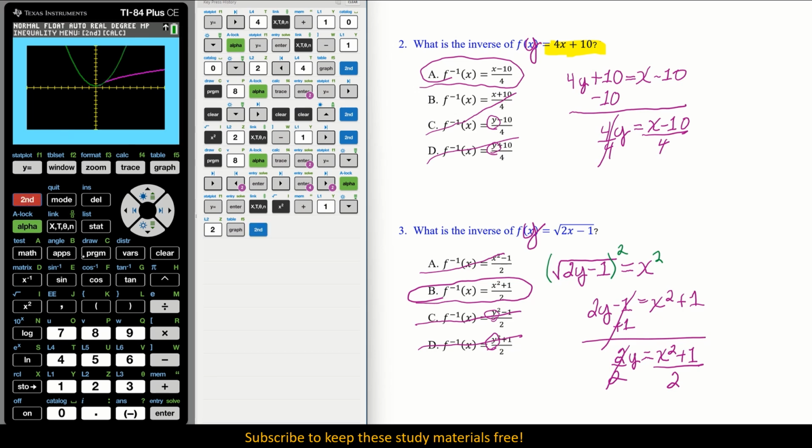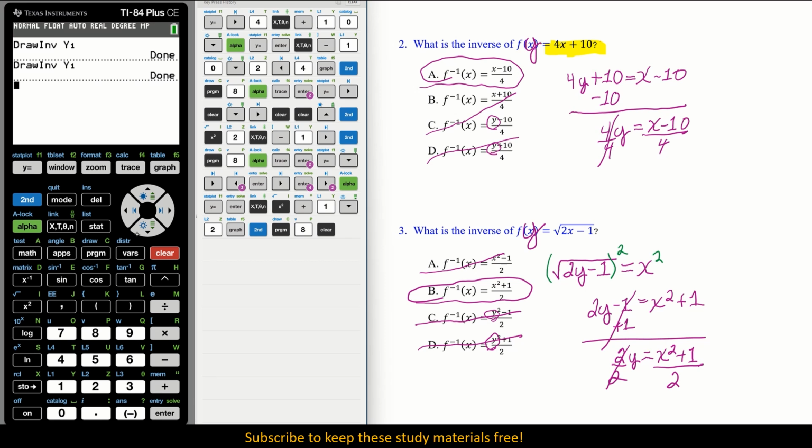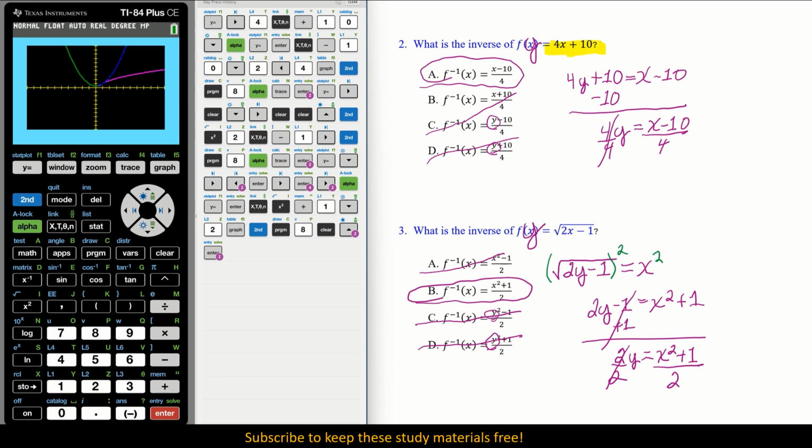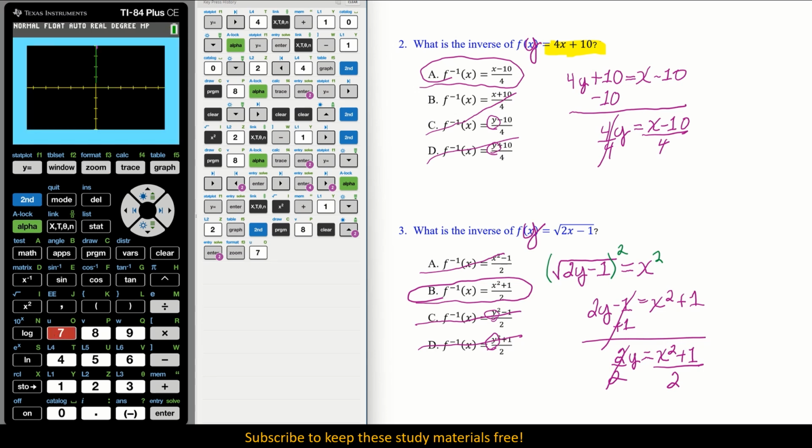Okay, so let's go second program, back to number 8. You know what? Let's clear that out. Let's just go up and capture it. Okay, and let's push enter and see, it goes right back over it. Let's try to see if we can get a little bit better zoom in. Let's try 7. Oh, that's not good. That's too much.